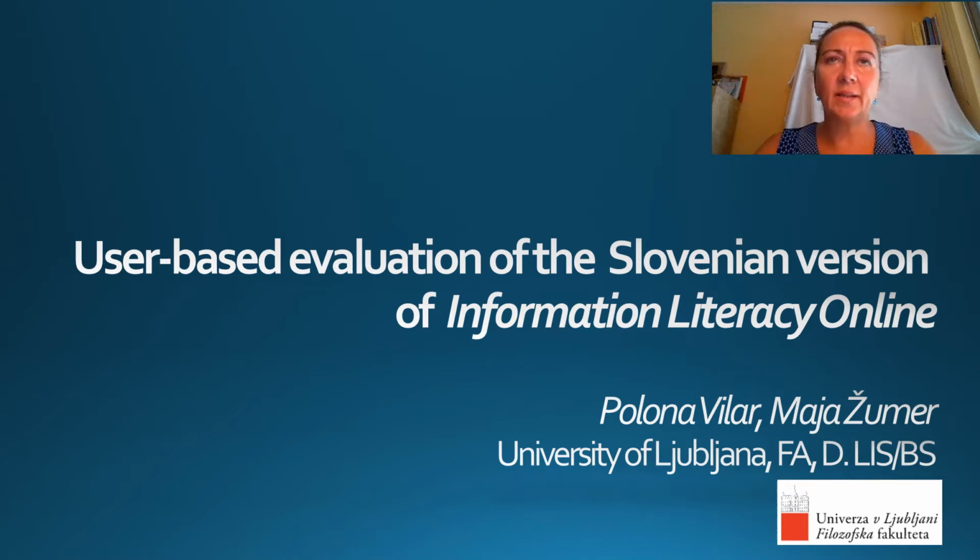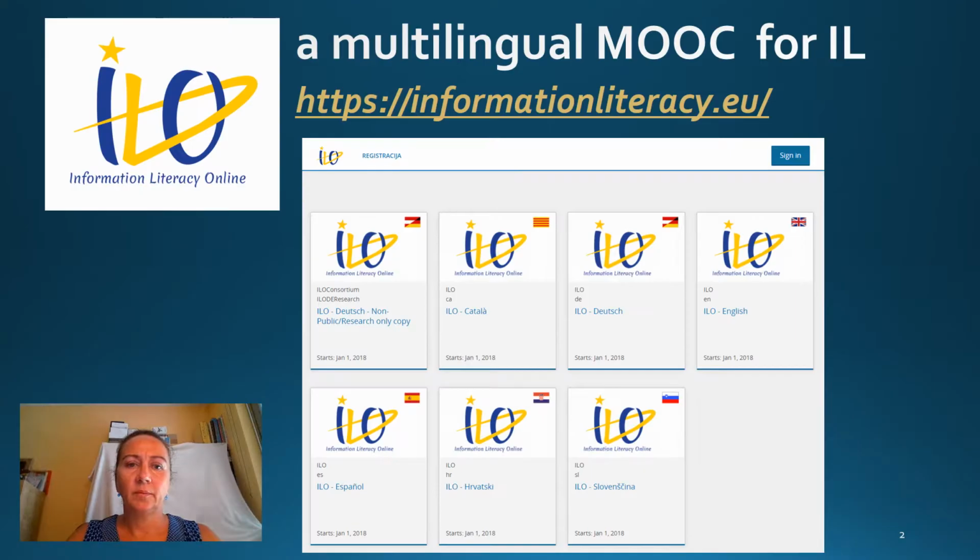I'm presenting a study that evaluated a Slovenian version of a massive online open course called ILO, or Information Literacy Online. This MOOC is a result of a 3-year Erasmus Plus project with 6 partners. Here you can see the link and the basic website of this MOOC, and you can see that it contains 6 linguistic versions, Slovenian being one of them, and the rest are German, English, Spanish, Catalan, and Croatian.